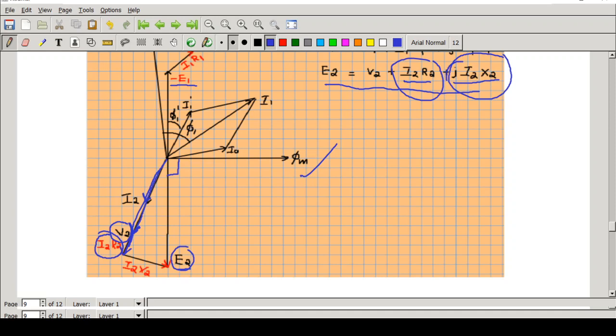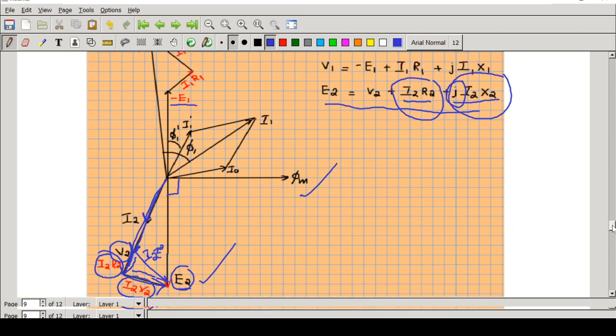Next I have to add the drop j I2 X2. j is a rotating vector of 90 degrees, which means now I will be drawing a line perpendicular to I2. See here, this line is perpendicular to I2. So this is the drop I2 X2. I added these two to V2, so now what I'm getting is E2. Got it? If I want, I can join a line like this, which will represent I2 R2 plus j I2 X2, so I can write it as I2 Z2.